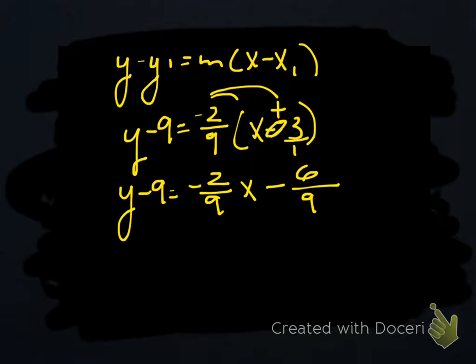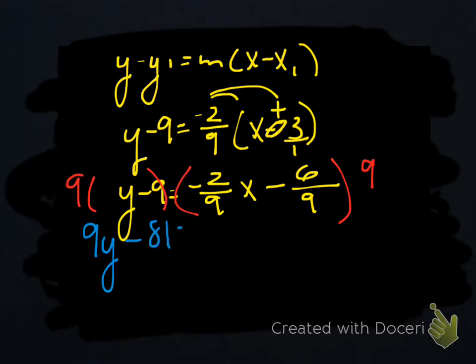Now, how do you get rid of the fraction? You multiply by the denominator. So let's do it. Times by 9, and let's rock it. We have 9y minus 9 times 9 is 81 equals, we have the 9 canceling that 9 out. We have a negative 2x. And we have the 9 canceling that 9 out. We have a minus 6.